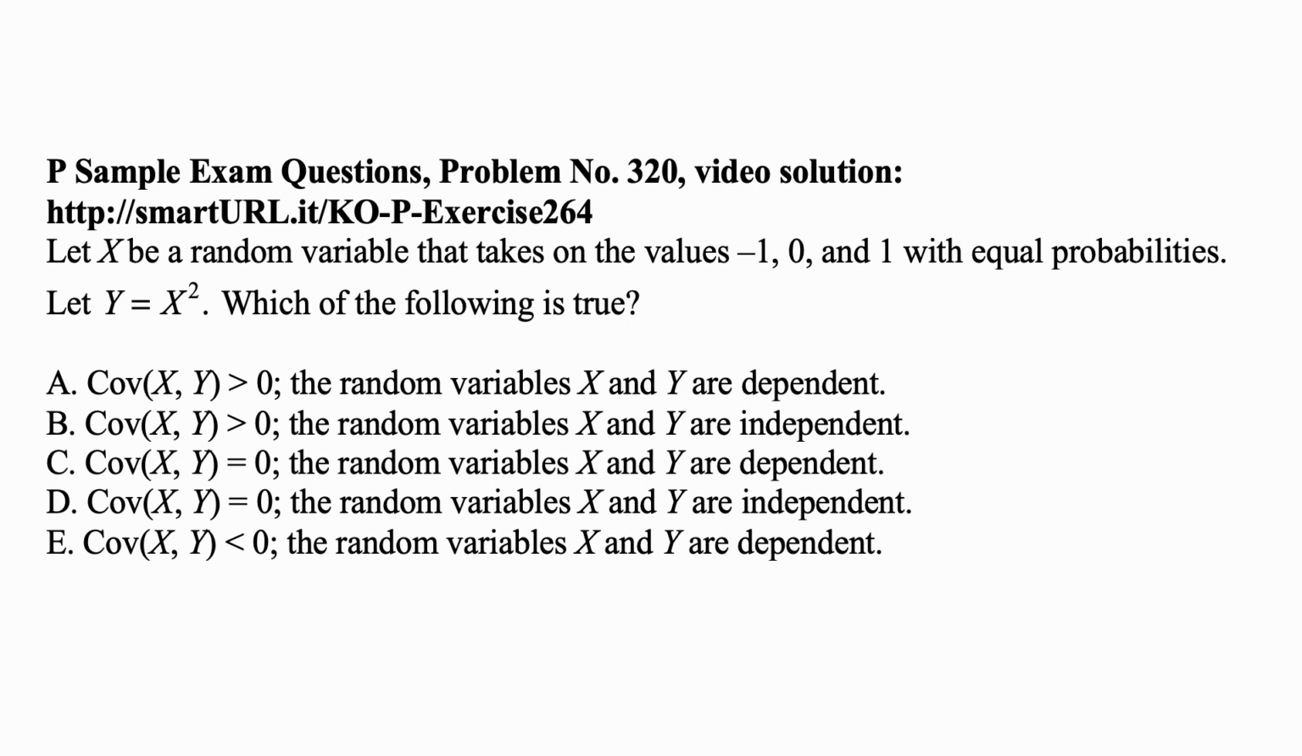And here's a problem for today for exam P. Let x be a random variable that takes on the values -1, 0, and 1 with equal probabilities. Let y be equal to x squared. Which of the following is true? And you have 5 choices, covariance being positive or 0 or negative, and then whether the random variables x and y are dependent or independent.